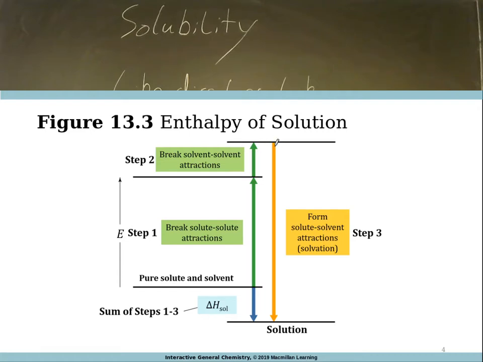But of course they are replaced by new solute-solvent interactions. And those new interactions will be negative energy. Any attractive interaction will lower the energy of the system. And the net result of this whole process, breaking the solute, the solvent, and then forming the new interactions, is going to be your enthalpy of solvation. And in this case, they show an enthalpy of solvation which is exothermic. That is, the new solute-solvent attractions are stronger than the sum of both solute-solute and solvent-solvent attractions.